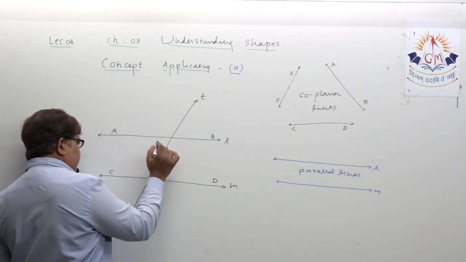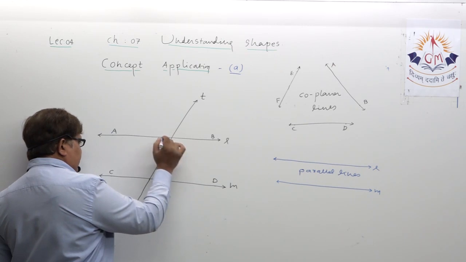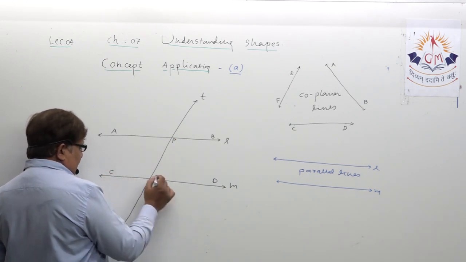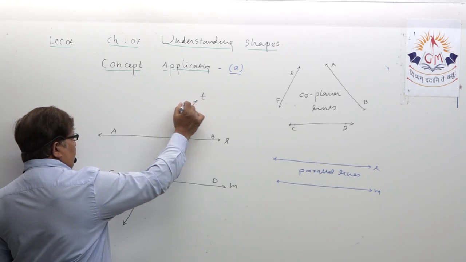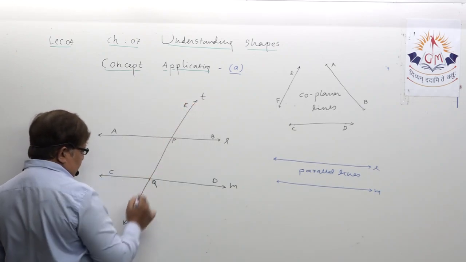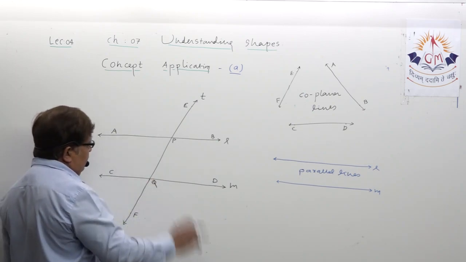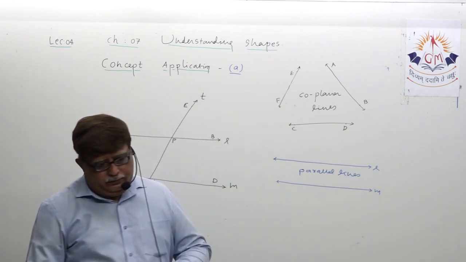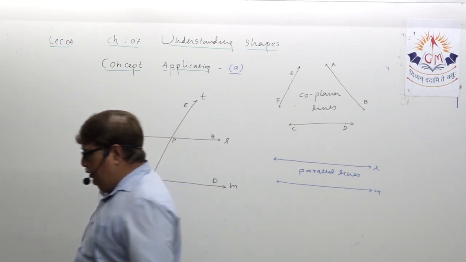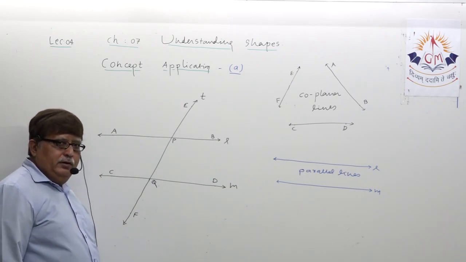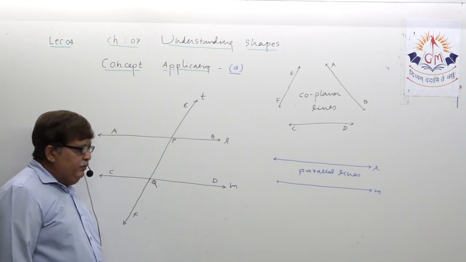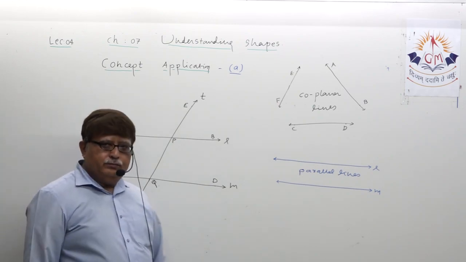Suppose it intersects line AB at point P, line CD at point Q, and as you know, every line contains at least 2 points. Let us take E and F. Now, dear student, first you visualize this diagram. Actually, it's a concept which you have to understand in 9th standard.